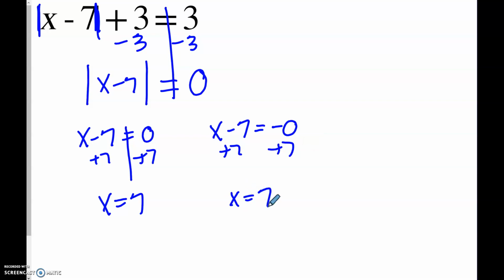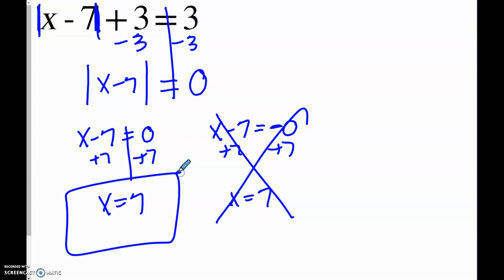So how many solutions do we really have? x equals 7. Isn't that just one number? This case over here is completely unnecessary, and technically you can't really do it because you can't take a negative 0. 0 does not have a sign. So we only have one solution, and this one solution is 7.